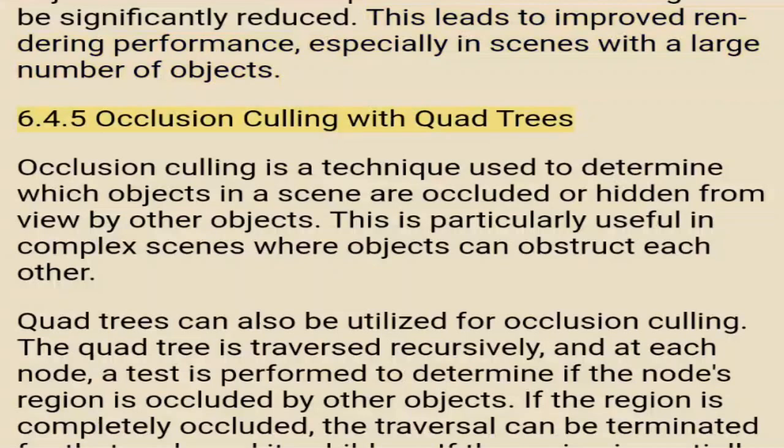6.4.5 Occlusion culling with quad trees. Occlusion culling is a technique used to determine which objects in a scene are occluded or hidden from view by other objects. This is particularly useful in complex scenes where objects can obstruct each other. Quad trees can also be utilized for occlusion culling. The quad tree is traversed recursively, and at each node, a test is performed to determine if the node's region is occluded by other objects.